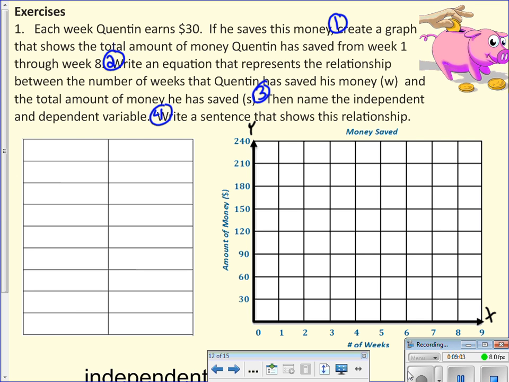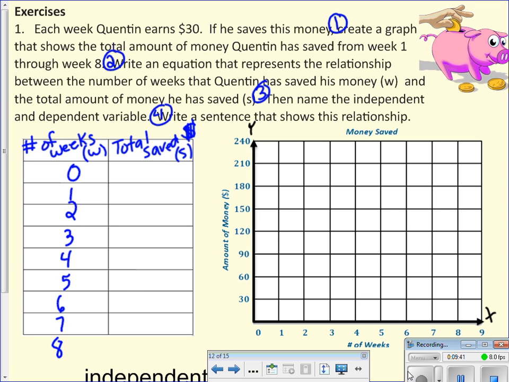Alright, so let's label our table. So here we have what? What's our first column? Number of weeks, W. Total saved. We put the $ sign here so that we don't have to label it through our table. It says weeks 1 through 8, but we're going to start at 0 because when we're making a graph, we're starting at 0, where it's the origin. So week 0, we're assuming he had no money in the bank. He started fresh. They didn't tell us he had any money to start off with. And then $30 each week.